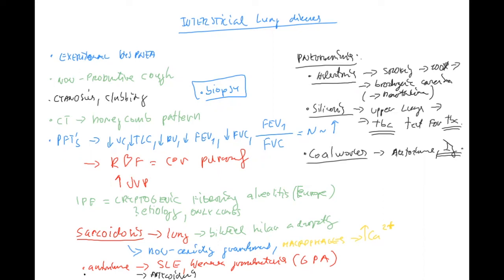Okay, so these were the diseases and signs, and let's get to pulmonary function tests, and let's go through some parameters where we're going to talk in more detail about the obstructive and restrictive diseases.